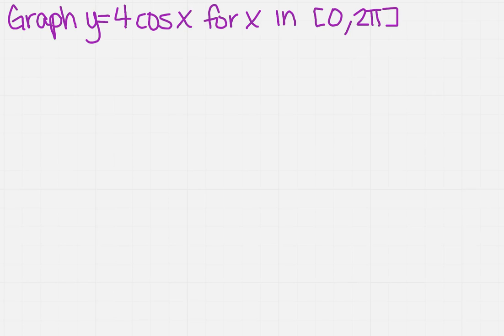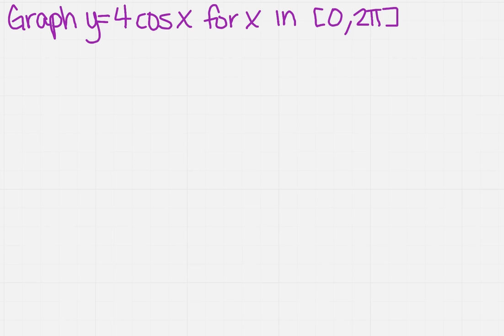We want to graph y equals 4 cosine x for all x's in 0 to 2 pi. Now how are we going to do that? Well, when we think about it, there's a couple ways you can do it. You can do a table of values. That'll work every single time. But maybe there's a trick that's going to help us that will be much faster and more efficient.